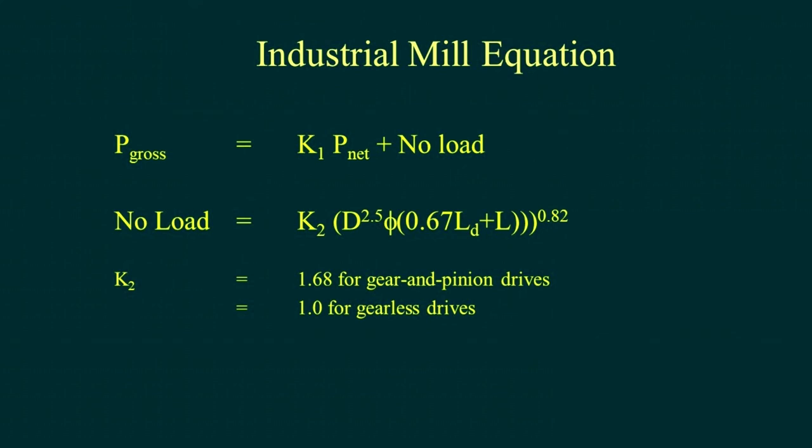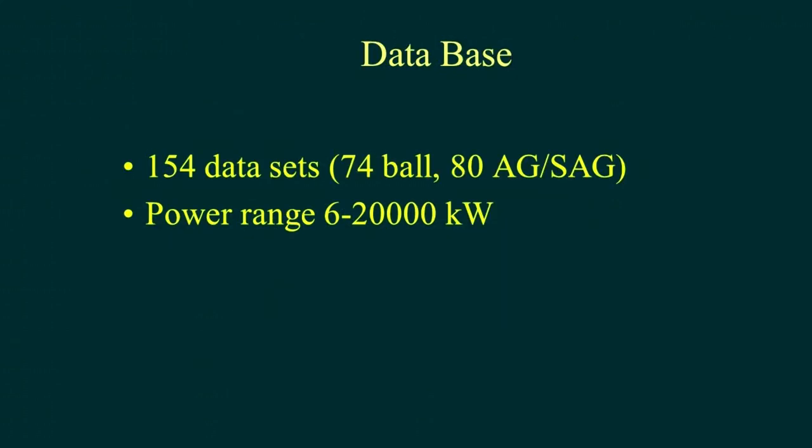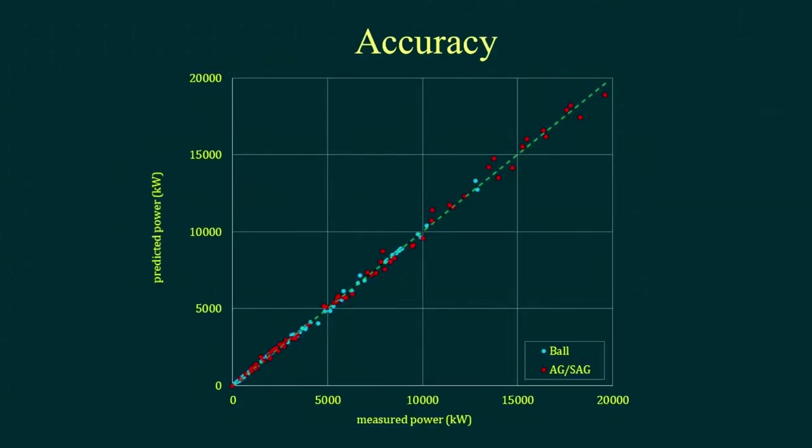So how accurate is it? Well, my database now has 154 different mills around the world. 74 of them are ball mills, 80 are AG and SAG. They go down to pilot scale ball mills and SAG mills that draw only 6 kilowatts, up to mills that draw 20,000 kilowatts. So we have a really big range, and that's what I got my PhD thesis on, basically.